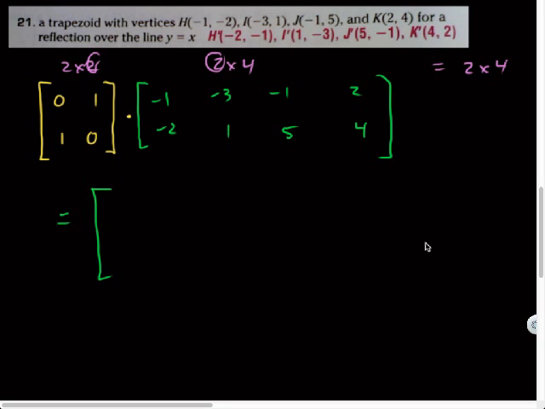Can you wait? No, just follow along. It's fine. So let's see. Multiply rows by columns. So 0 times negative 1 is 0. 1 times negative 2 is minus 2. Same row, next column. 0 times negative 3 is 0. 1 times 1 is 1. 0 times negative 1 is 0, plus 5, and 0 times 2 is 0, plus 1 times 4 is 4.